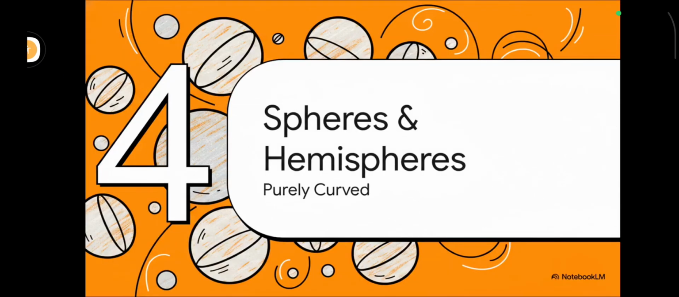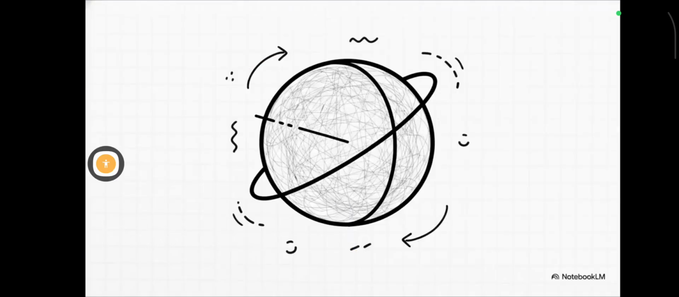Let's hit part 4, spheres and hemispheres, purely curved. For a perfect sphere, life gets surprisingly simple. There is no length, no breadth, no slant height. The radius, r, is the single dimension that dictates absolutely everything here. The total surface area is an elegant 4 pi r squared. And the volume, the total capacity inside that ball, is 4/3 times pi times r cubed. Literally, one variable unlocks the entire shape.